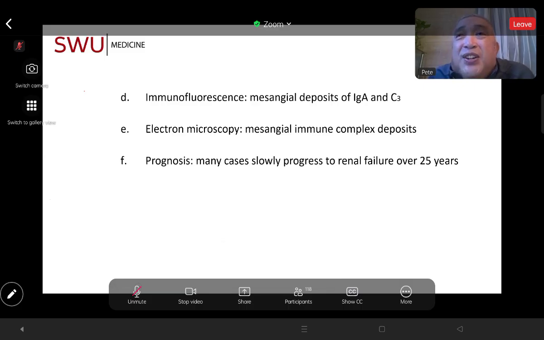Now, if you have a patient with Berger's disease, how will you break it to the patient? Any volunteer? Yes, any volunteer? No volunteer? Any volunteer, guys? You.